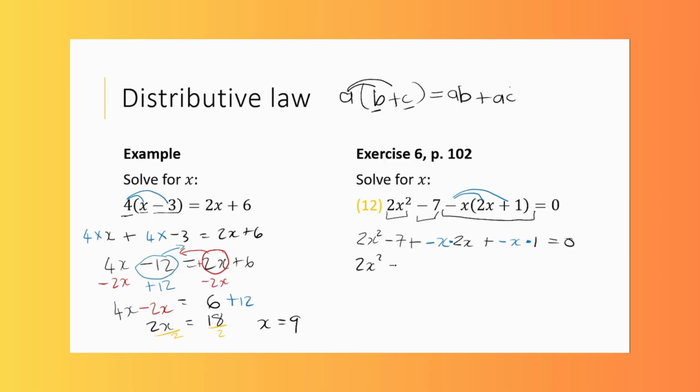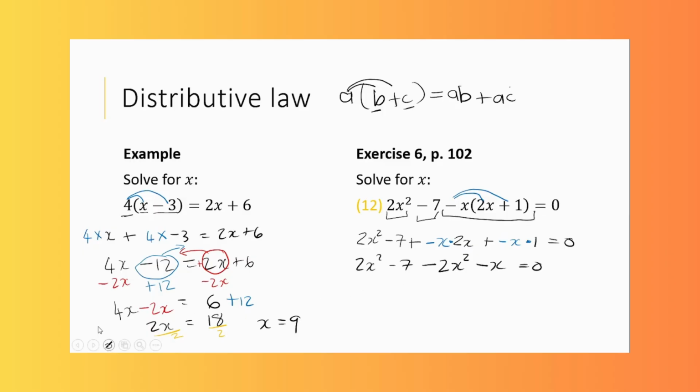So we have 2x squared minus 7. That has not changed, so you copy and paste it as you write. Then we have minus x times 2x. So we know this is going to be negative. 1 times 2 is 2, and x times x is x squared. And then we have a minus x times a 1, which is just minus x.